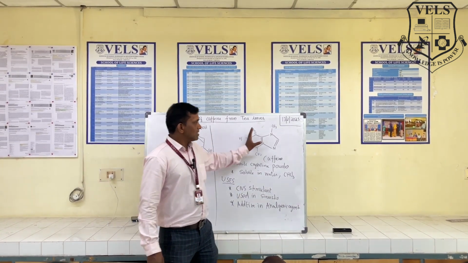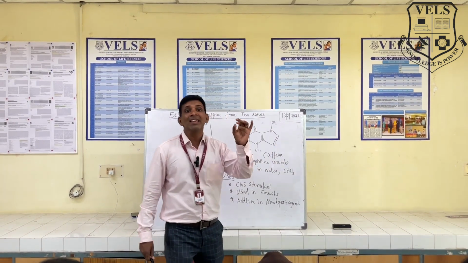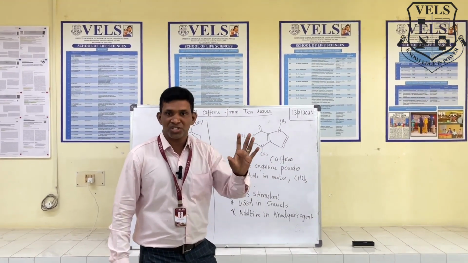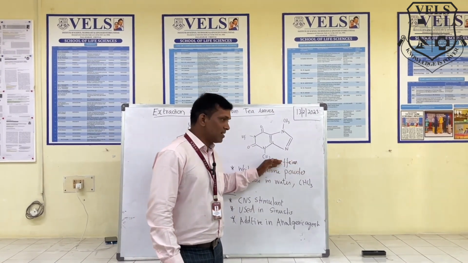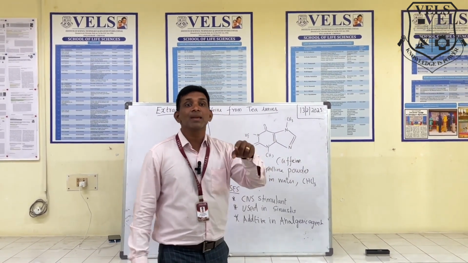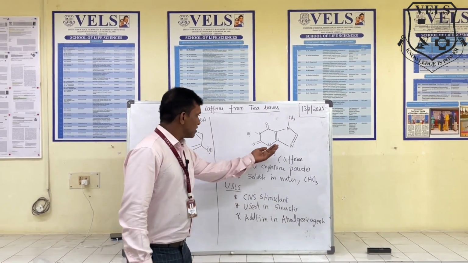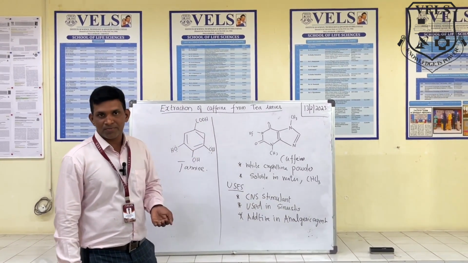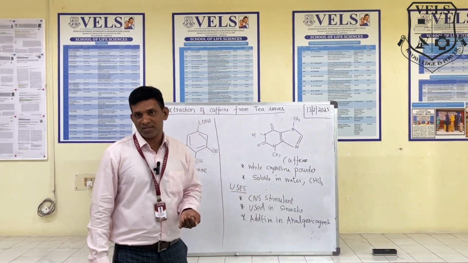If we take tea leaves, caffeine is present in high composition, 3.5 percent. The main difficulty is that these two compounds are present together. So how can we extract mainly this caffeine from tea leaves?